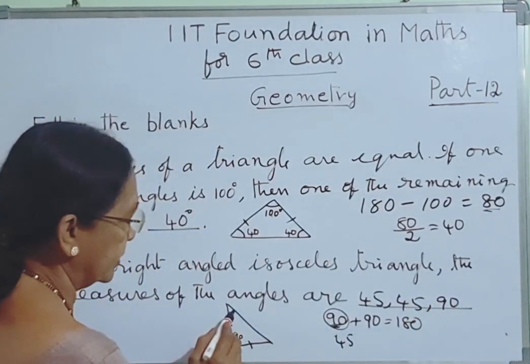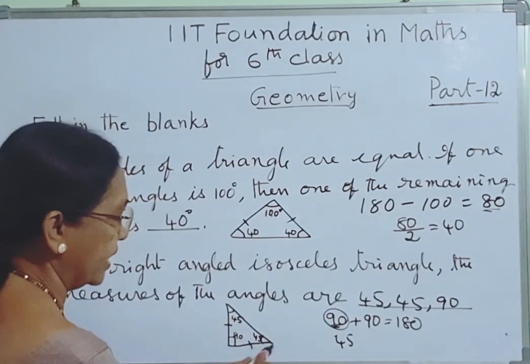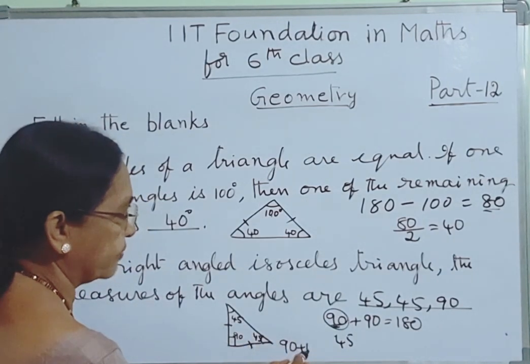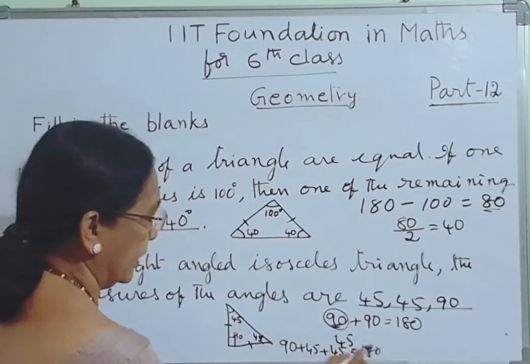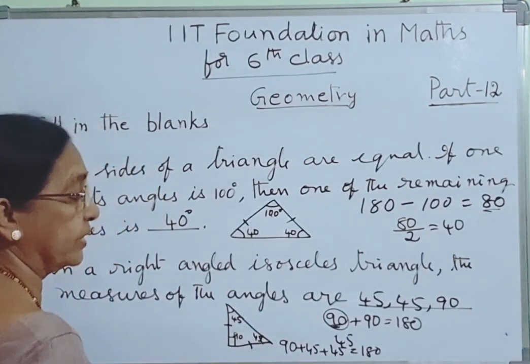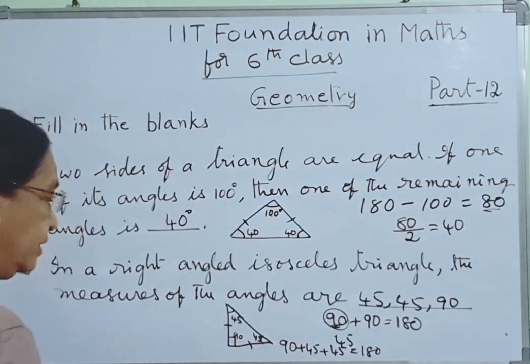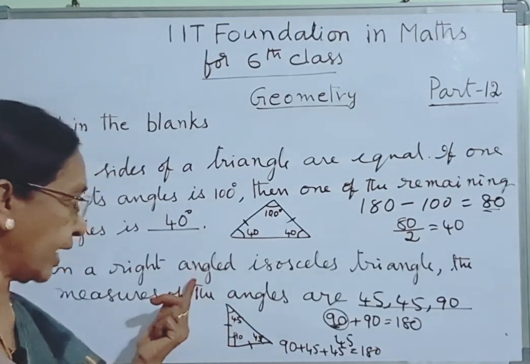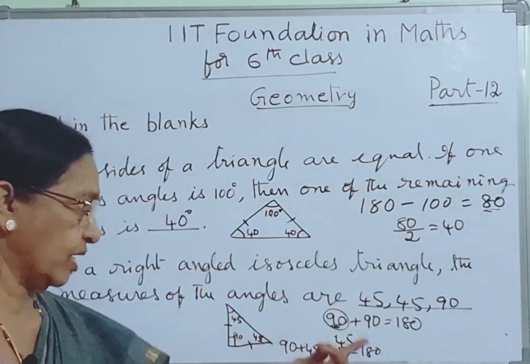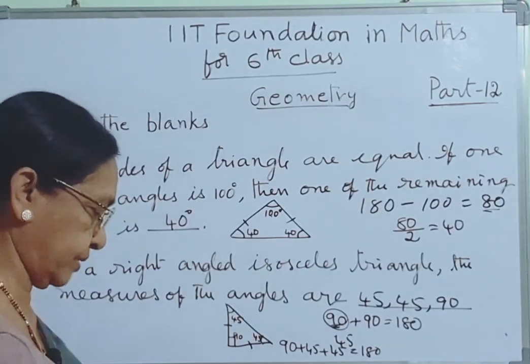So, here also this is 45 and this is 45. So, the sum of the three angles: 90 plus 45 plus 45 is equal to 180. The sum of the three angles is 180 degrees. Therefore, the measures of the angles of a right-angled isosceles triangle are 45, 45 and 90 degrees.